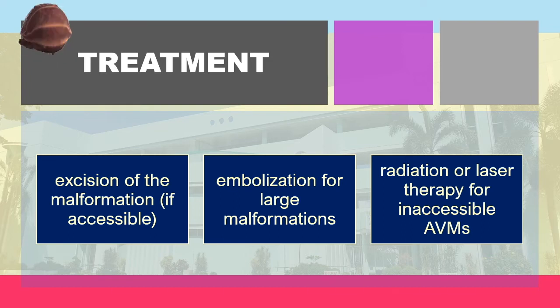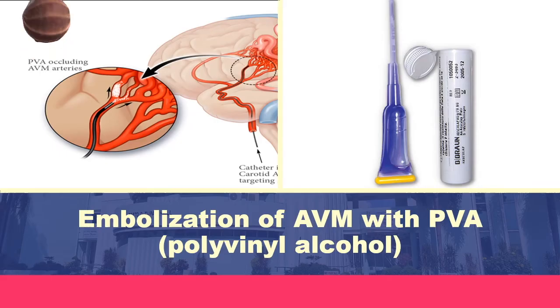Then you have your radiation or laser therapy for inaccessible AVMs. So you may have an arteriovenous malformation which may be deep-seated already. Radiation or laser therapy may be done because it is these two that could possibly help your patient perform their task. Class, this is your embolization of an AVM with PVA.